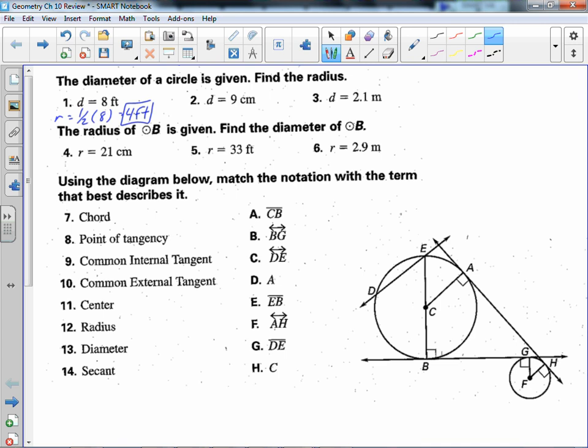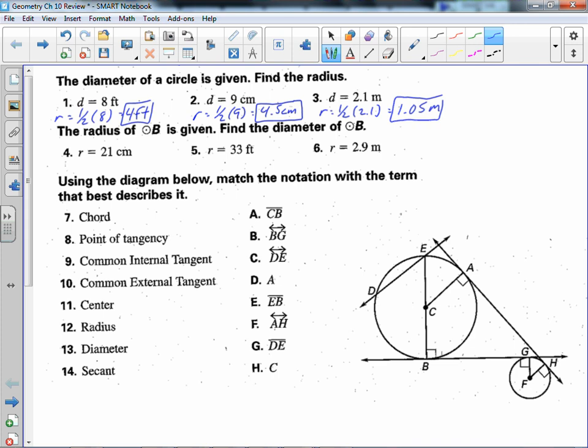And then number 2, diameter of 9 centimeters. So the radius is going to be half of 9, or 4.5 centimeters. And 3, a diameter of 2.1 meters. So 1/2 of 2.1 is going to give us 1.05 meters. Make sure on the test that you include the units, or you'll lose points there.